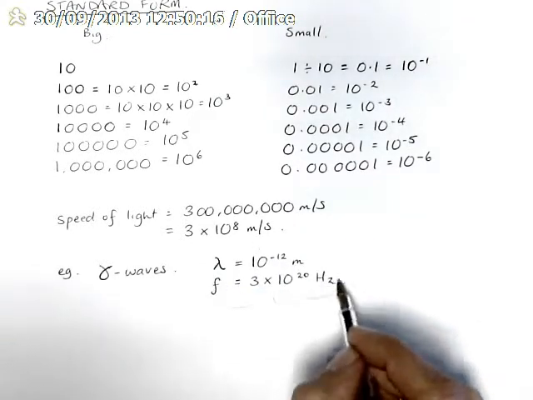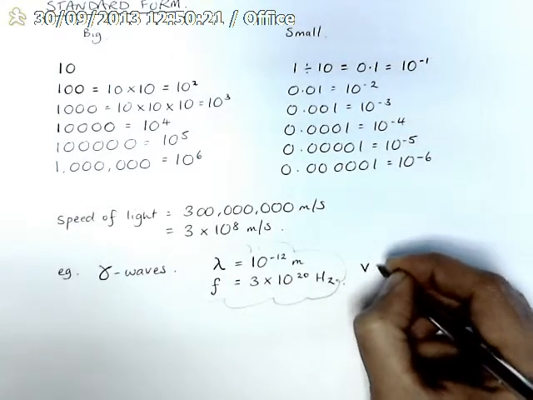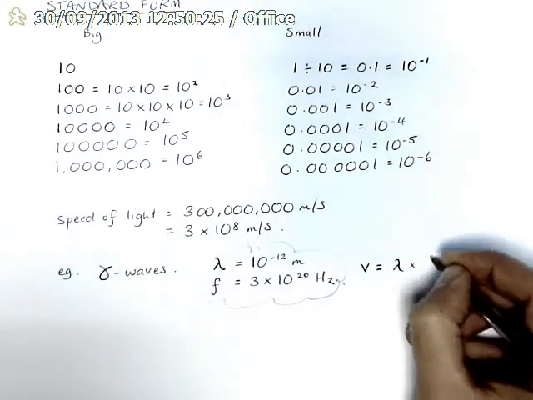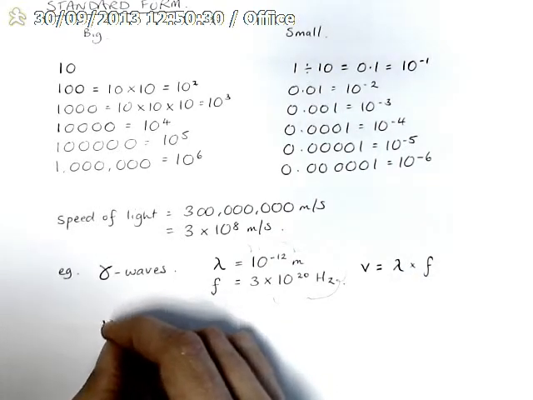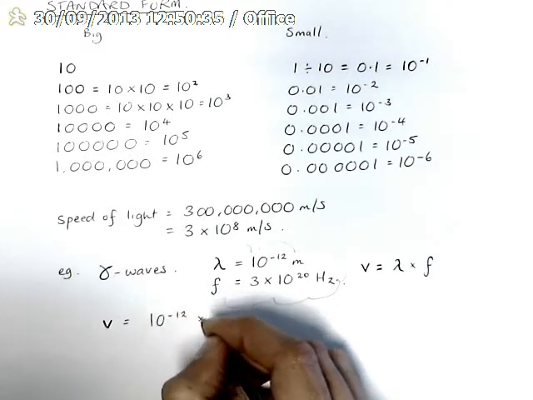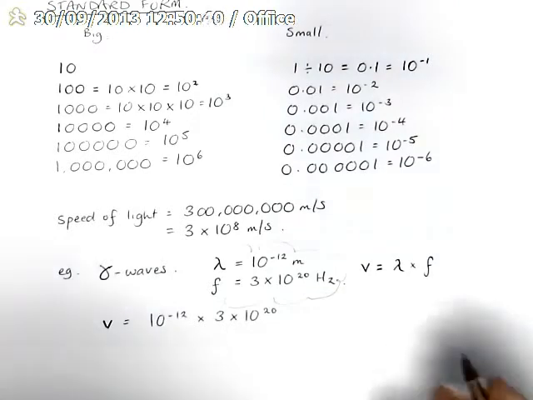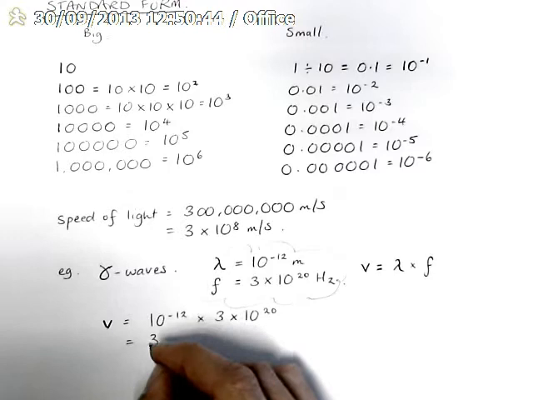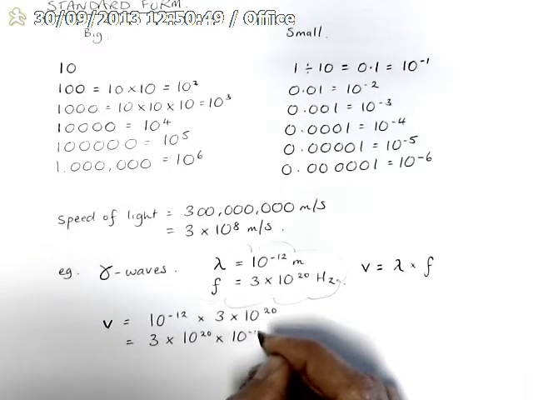Knowing these two things and combining with the wave equation, which tells us the velocity of a wave is the wavelength, lambda, multiplied by the frequency, I can use that to get the velocity. The velocity of a gamma wave is 10 to the minus 12 multiplied by 3 multiplied by 10 to the 20. That looks quite tricky, but I can actually do it in my head. Let's take this number out. 3 times 10 to the 20 multiplied by 10 to the minus 12.